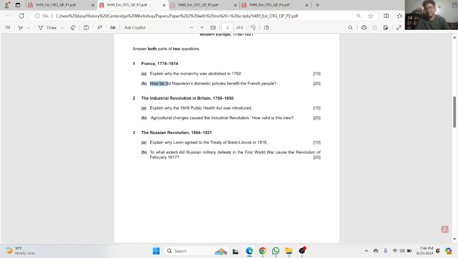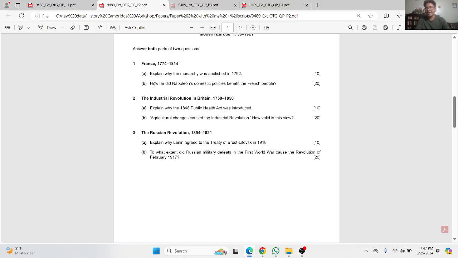And now we have the B part. B part is how far. How far is the command word that most of the students are very familiar with, how far, to what extent. So, how far did Napoleon's domestic policies benefit the French people? This means the policies that Napoleon Bonaparte applied and adopted, how far they were beneficial for the French people. So you have to highlight how far the policies were beneficial to the people, and at the same time the policies that were not beneficial.